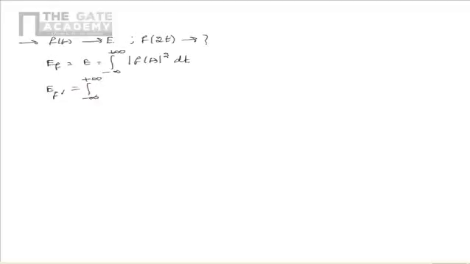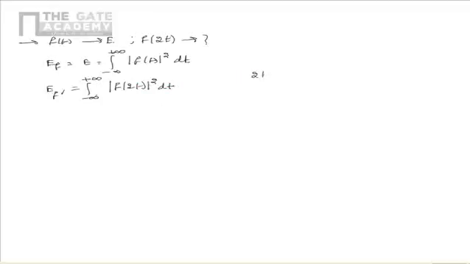Consider a signal f of t which is of energy E. Given this data, find the energy of the signal f of 2t. We know that the energy of the signal f of t is E. Therefore, E is equal to integral minus infinity to plus infinity mod of f of t whole square dt. From this, the energy of the signal f of 2t, E dash, is given as integral minus infinity to plus infinity mod of f of 2t whole square dt.